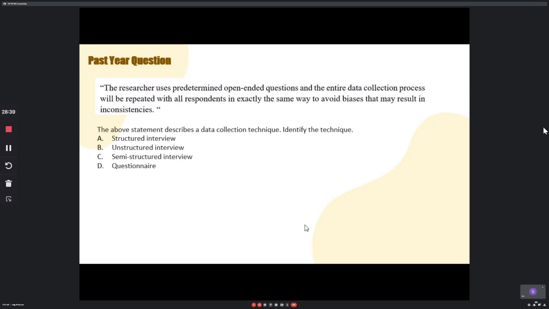The answer is structured. What does it mean by structured and unstructured? Structured means I carry out an interview. If I want to interview 10 people, the time given for you to answer the question asked will be exactly the same. There will be no exceptional case. I won't ask you extra questions because you have special experience. I don't do that. That is under unstructured interview.